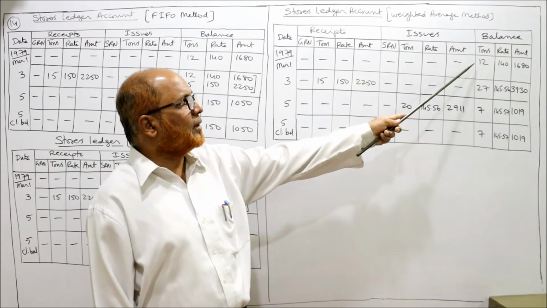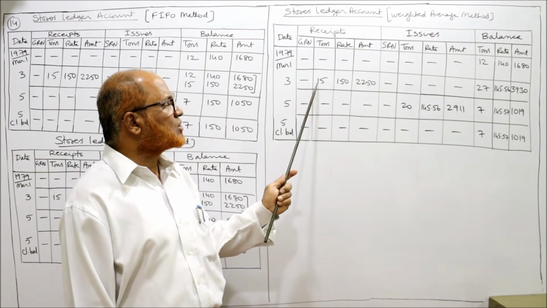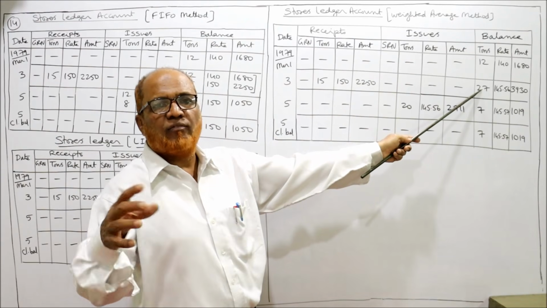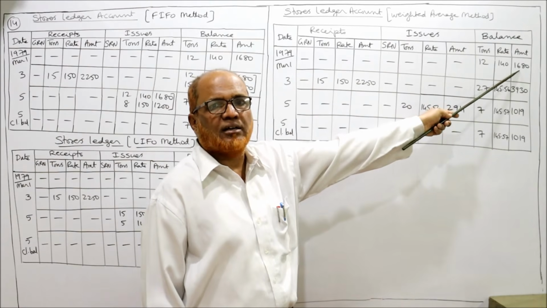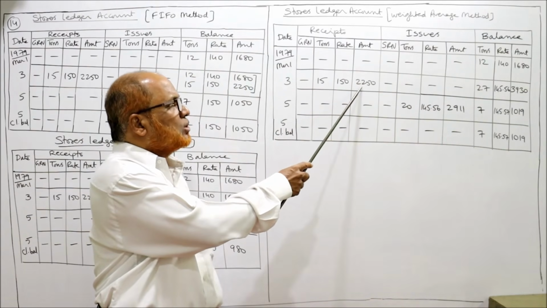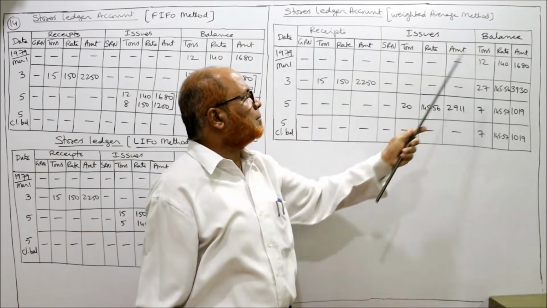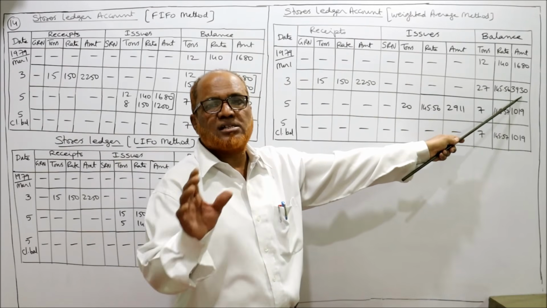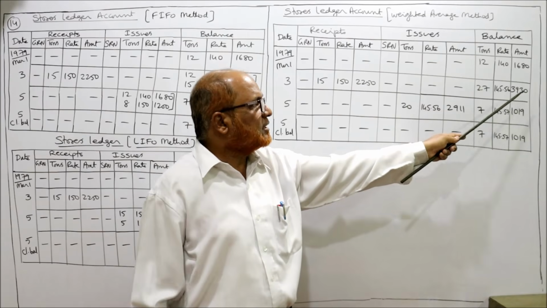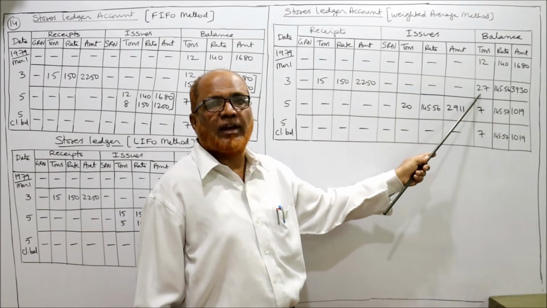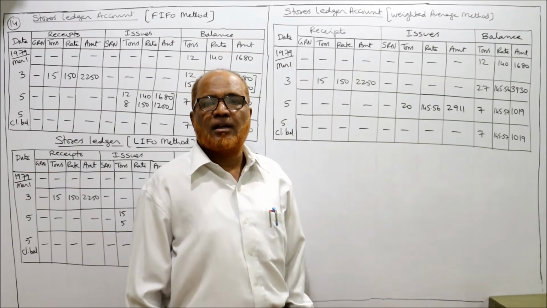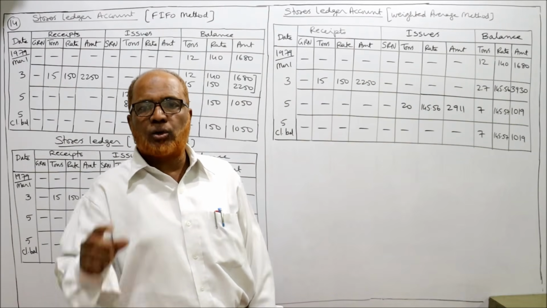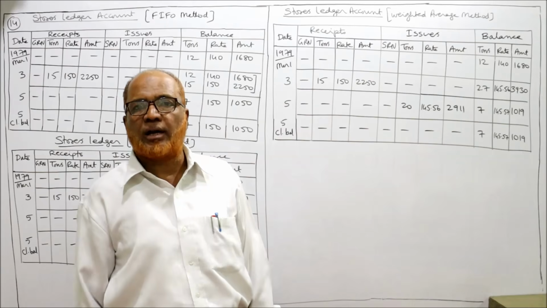How many tons do we have? Opening balance 12. How many tons have we purchased? 15. So 12 plus 15, you will get 27 tons. Similarly, the value of opening stock is 1680, and the value of new stock purchase is 2250. Add up 1680 plus 2250, you are going to get 3930. 3930 is the total value. Now divide it, 3930 divided by 27. You will get 145.56. This 145.56 is called the weighted average price: the total amount divided by total quantity.